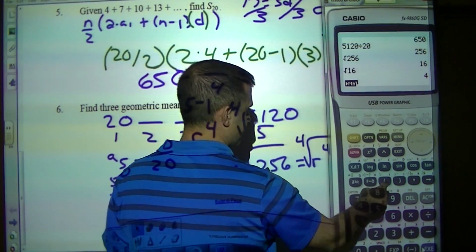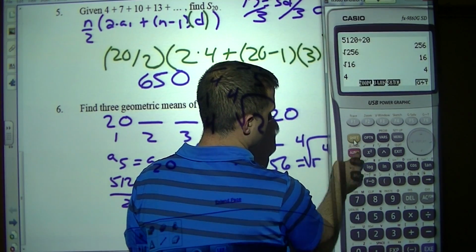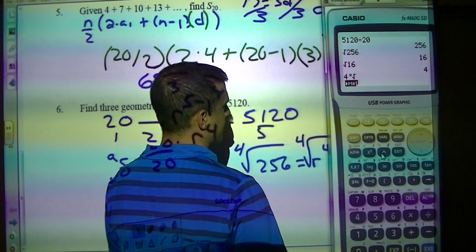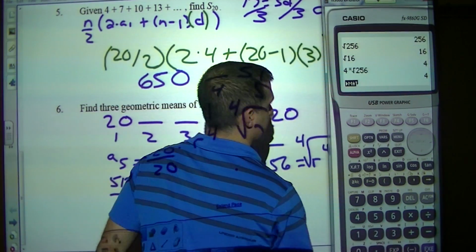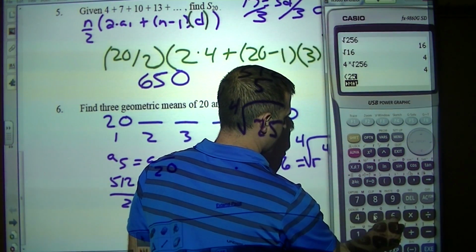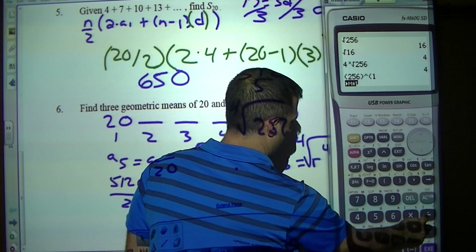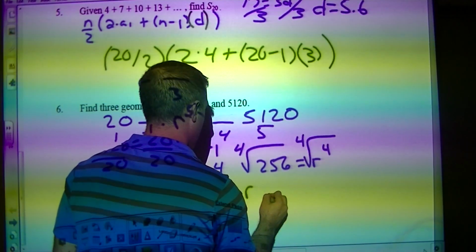Another way to do it is you can type in 4, shift, and then use this key with the x's. That tells it to do the 4th root. That also gives me 4. Or you could do 256 to the 1/4 power. Either way will get you an answer of 4. So my rate is 4.